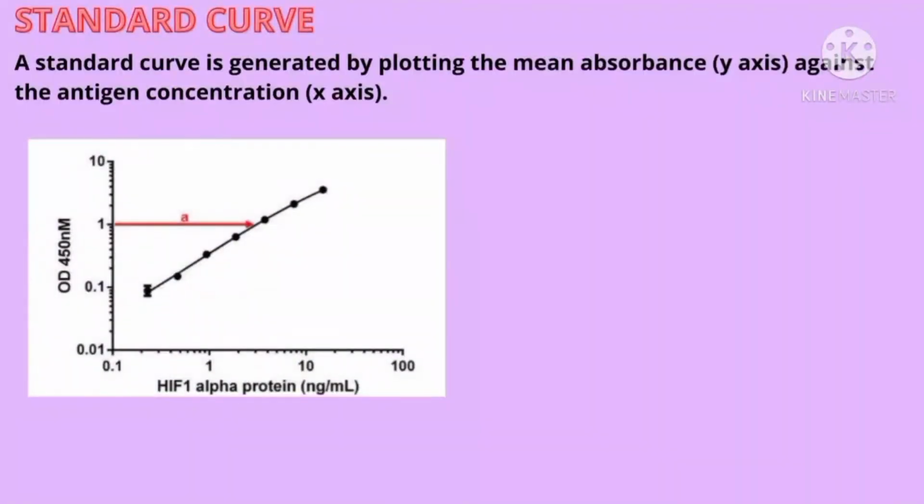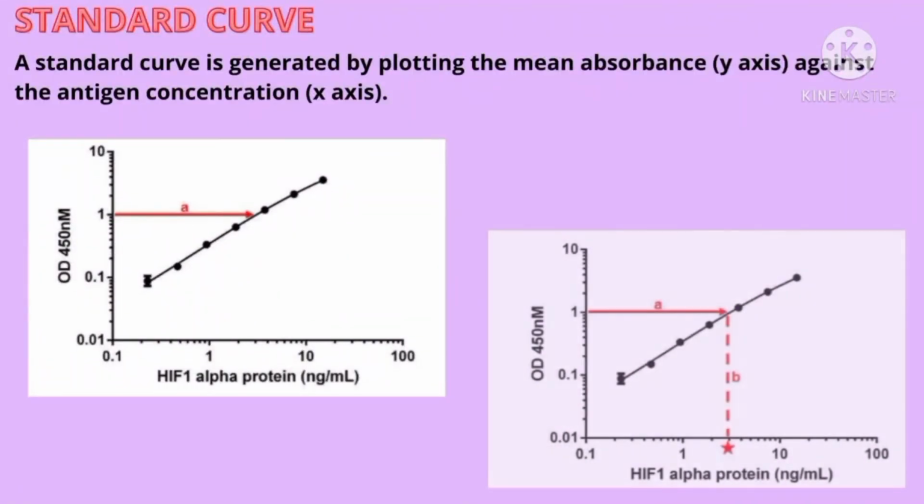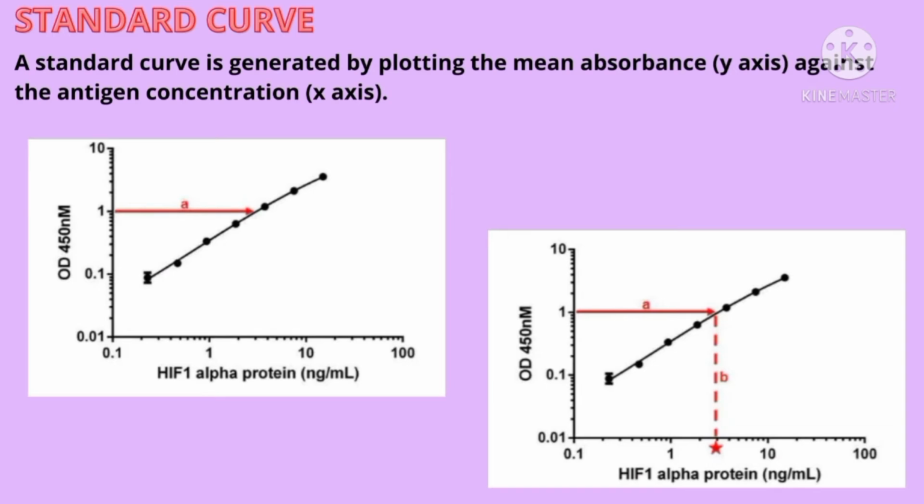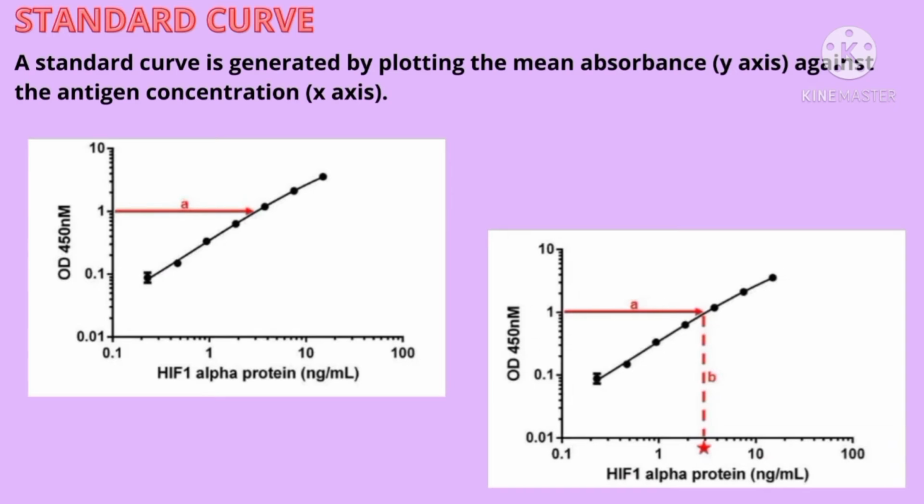Standard curve for quantification of ELISA. A standard curve is used for quantification of analyte. It is prepared by serial dilution of a known standard and plotting the mean absorbance in y-axis against the antigen concentration in x-axis. The concentration of target antigen can be quantified by plotting the values against the standard curve as shown in the illustration.